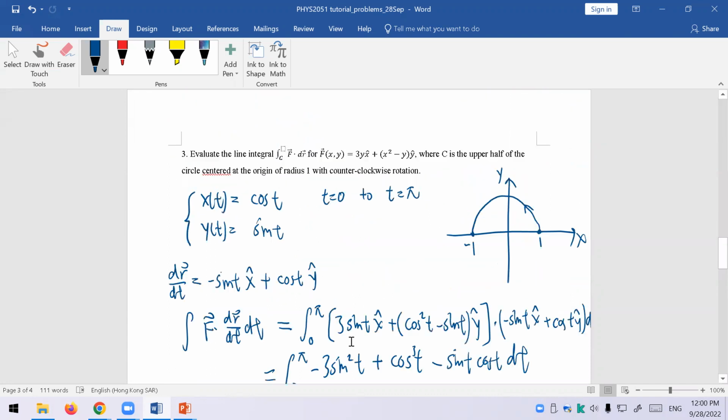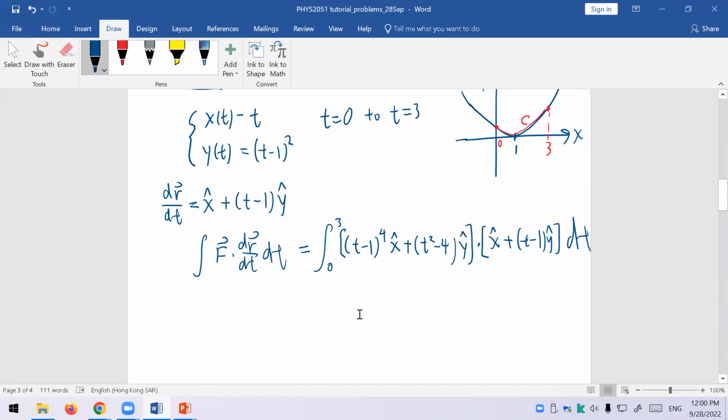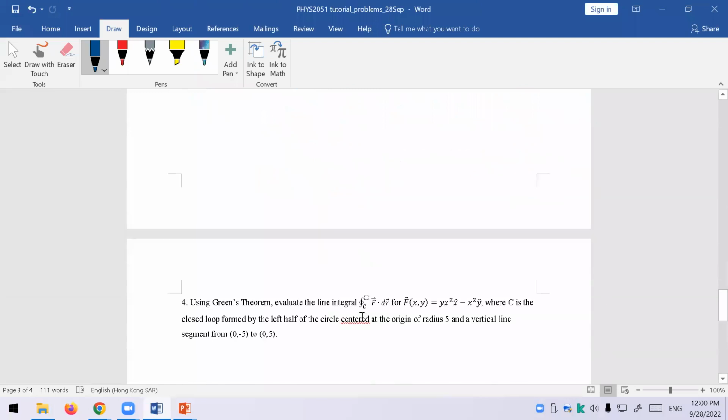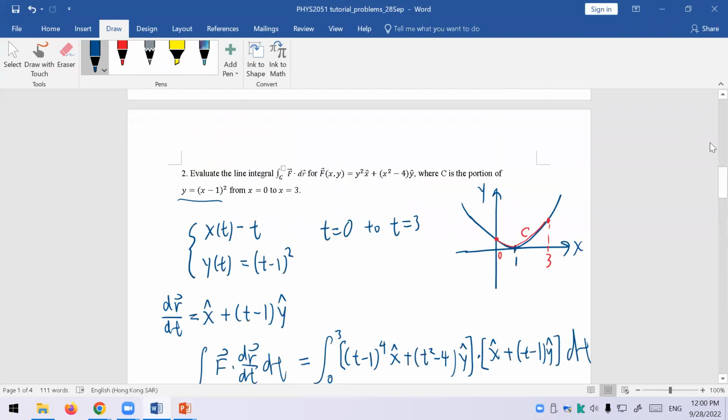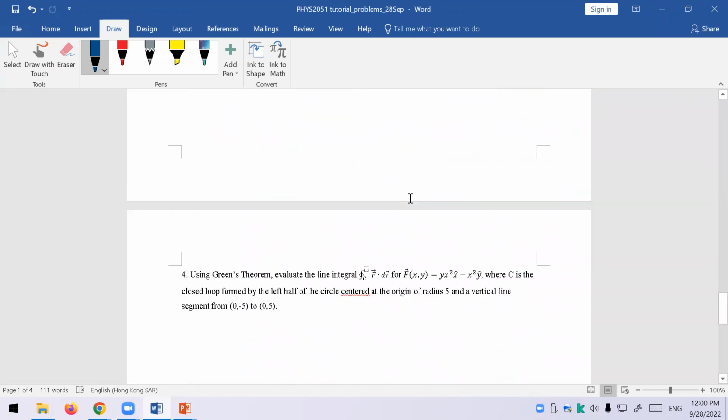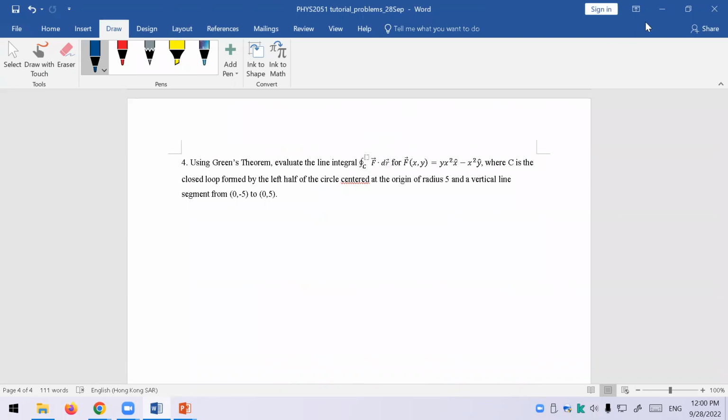So these are the first 3 problems for this tutorial. And there's a 4th one, but we are not there yet. Okay, I need to move on to the lecture notes. And then if we have time later today, we'll finish the 4th one. Okay.